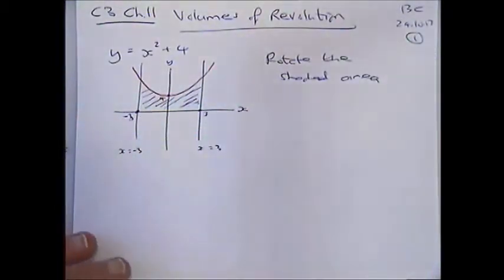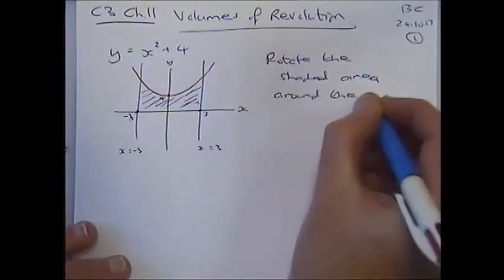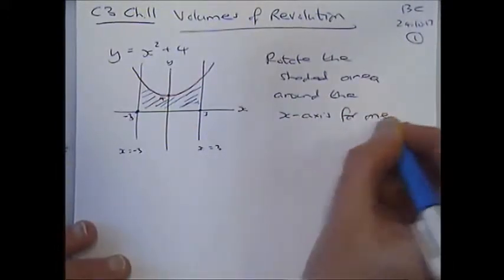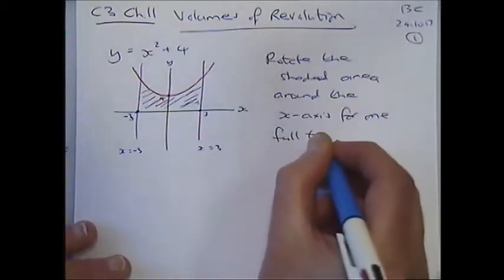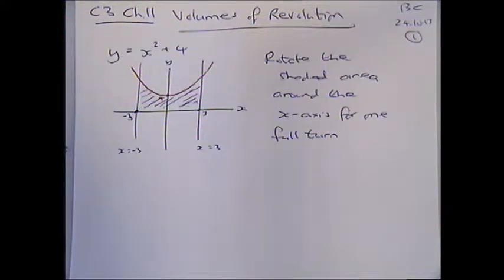So if we rotate the shaded area around the x-axis for one full turn, what would you get if you rotated that? What would you get? Same thing like underneath it? That's if you reflected it. If you're rotating it completely, you're going to end up with a 3D thing.